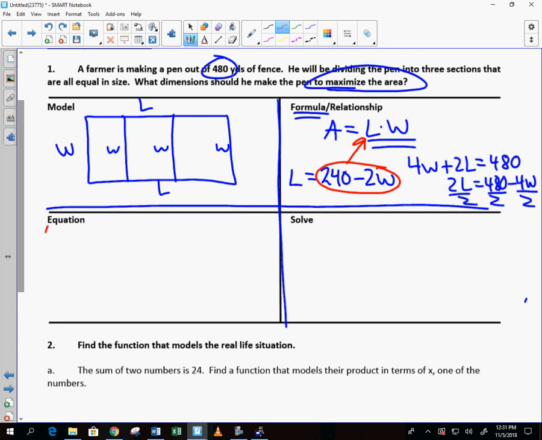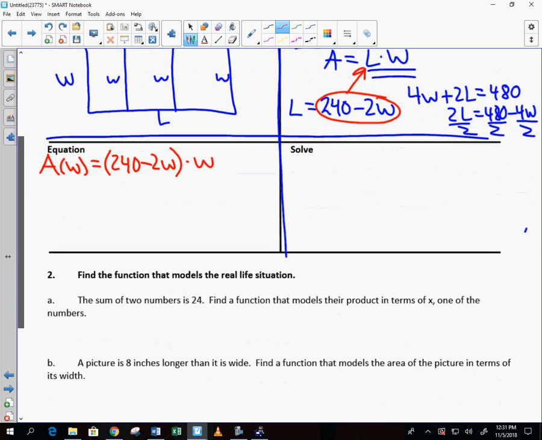So therefore, my equation or my function is the area in terms of W is equal to 240 minus 2W times W. And some people get really mad at the left side. They're like, why do you put that W there? Why not just A? Well, this is the name of the function. The function is an area function, and it tells us the area if you know the width. We multiply it out. We get A of W is equal to 240W minus 2W squared.